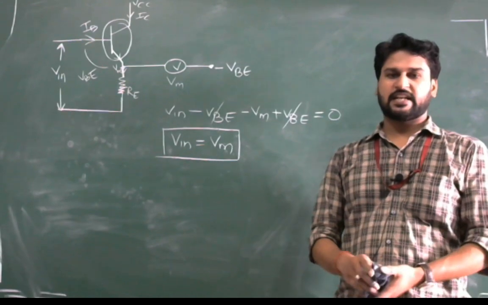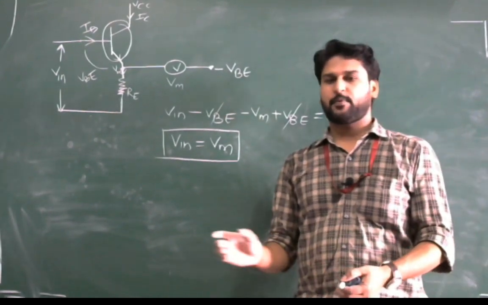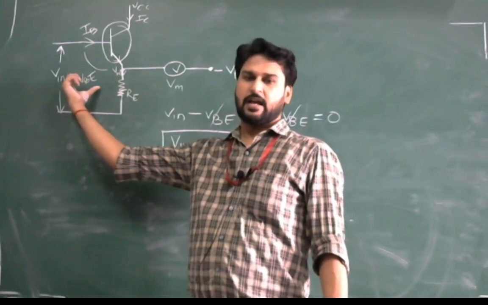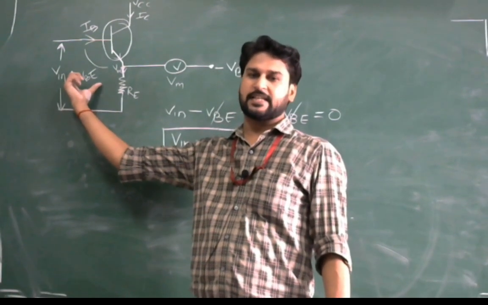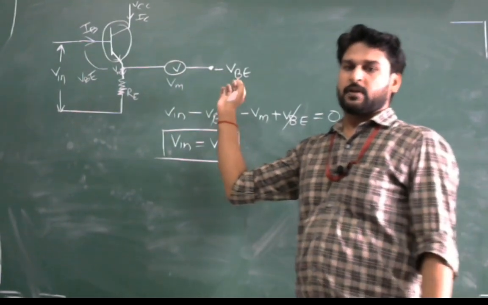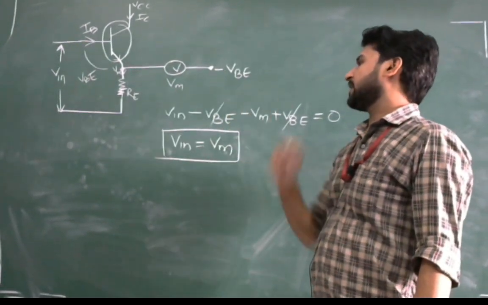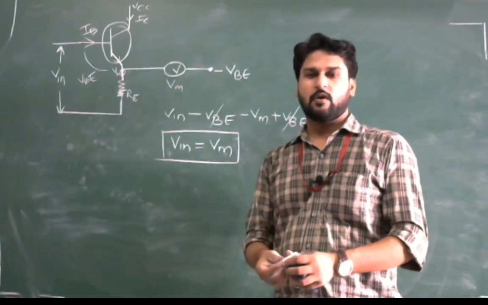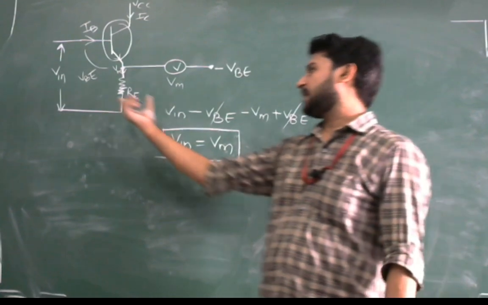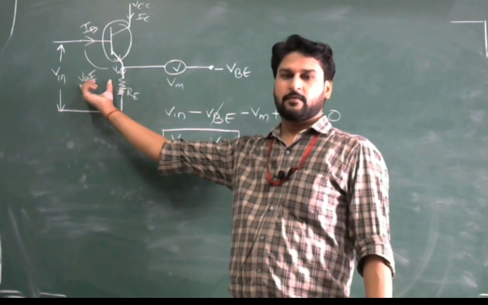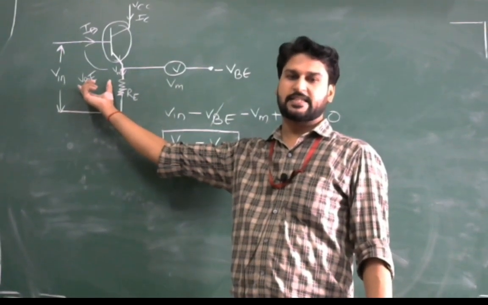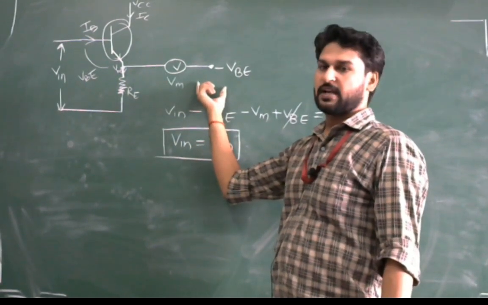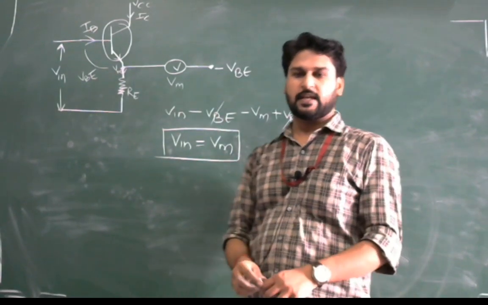So ultimately I have to connect the same potential which appears here between the base and emitter. I have to apply the same potential at the terminal of the voltmeter. So what is the way? How can I apply the same VBE, where will I get this exact value of VBE, and how can I apply this at the terminal of the voltmeter? We will see in the next lecture.